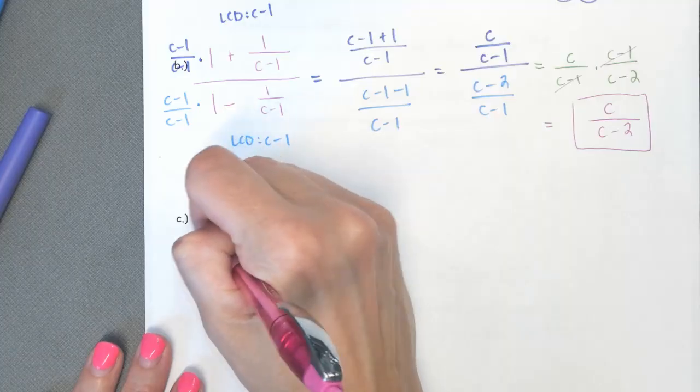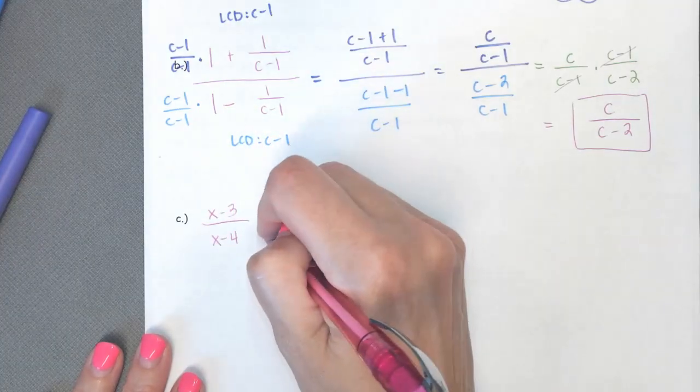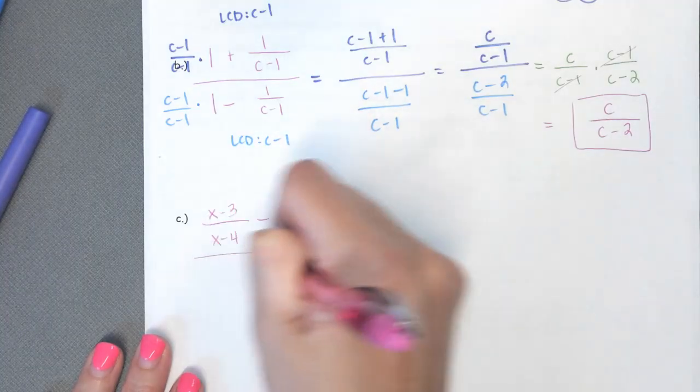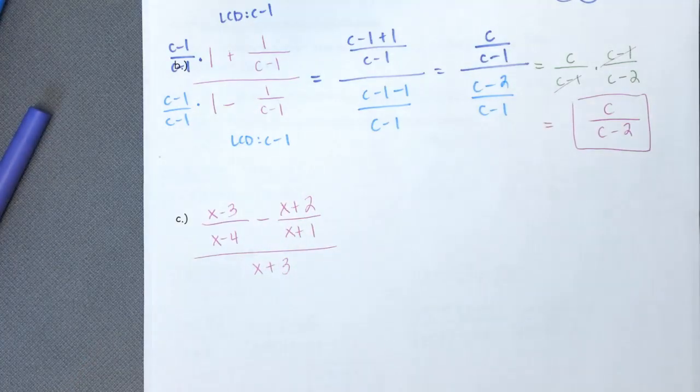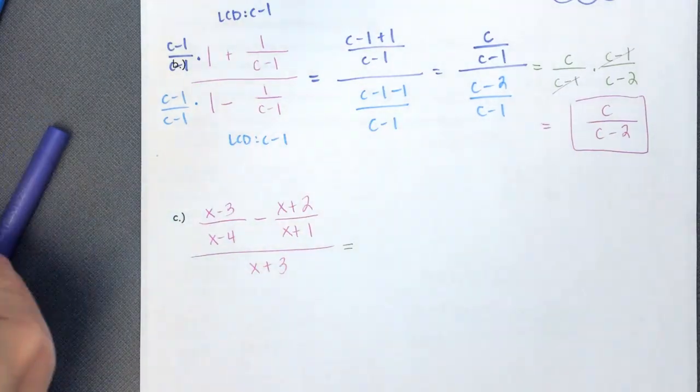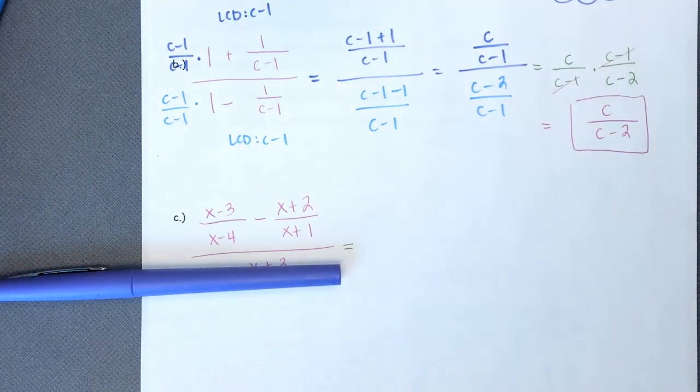So we have x minus 3 over x minus 4 minus x plus 2 over x plus 1. And then all of that is divided by x plus 3. Okay, so why don't we start picking out what we're going to multiply by for the top. So I want you to write that out. What are you going to multiply each value by? And then this one is a little bit trickier.